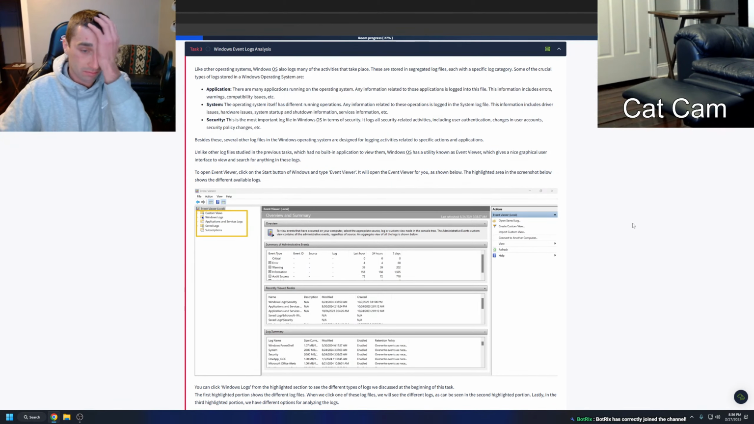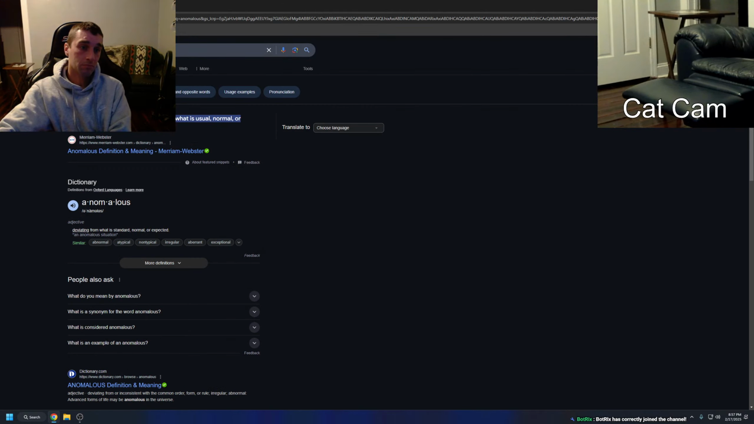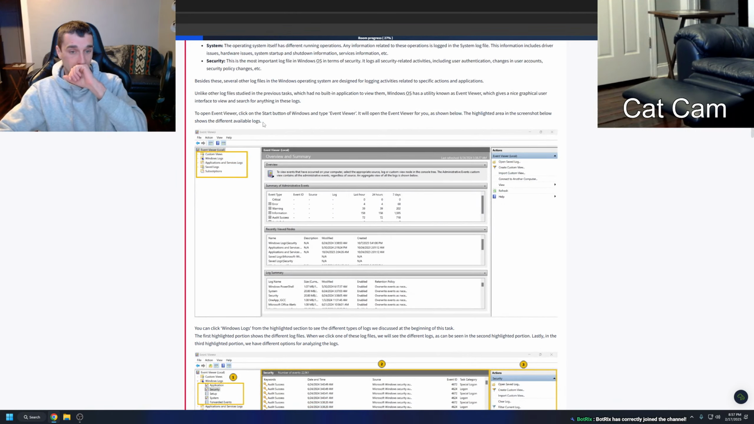Policy changes, etc. Besides these, several other log files in the Windows operating system are designed for logging activities related to specific actions and applications. Unlike other log files studied in the previous tasks, which had no built-in application to view them, Windows OS has a utility known as Event Viewer, which gives a nice graphical user interface to view and search for anything in these logs. To open Event Viewer, click on the Start button of Windows and type Event Viewer. It will open the Event Viewer for you, as shown below. The highlighted area in the screenshot below shows the different available logs.